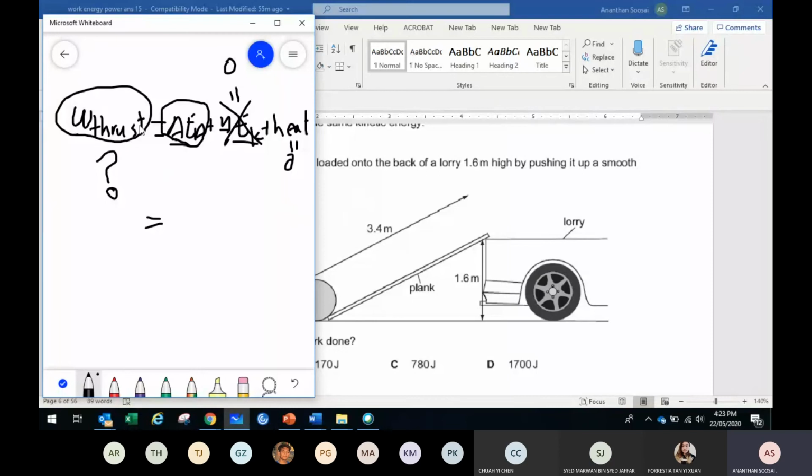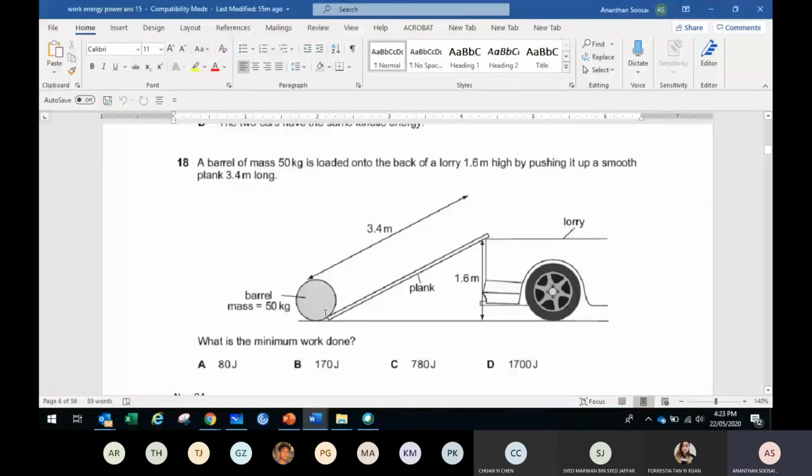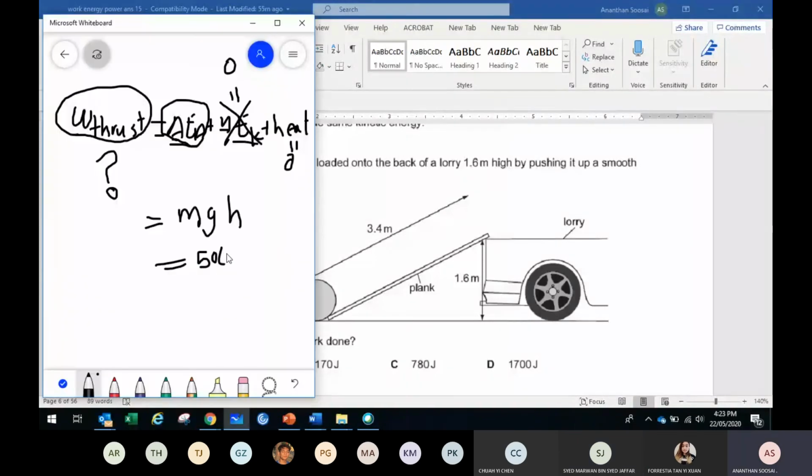So in this case, work done by the thrust is the same as the gain in EP only, potential only. So potential is what? mgh, the gain in height. The weight, mg, times the vertical height. That's it. So 50 times 9.81 times the vertical height 1.6. This is your work done by the thrust.